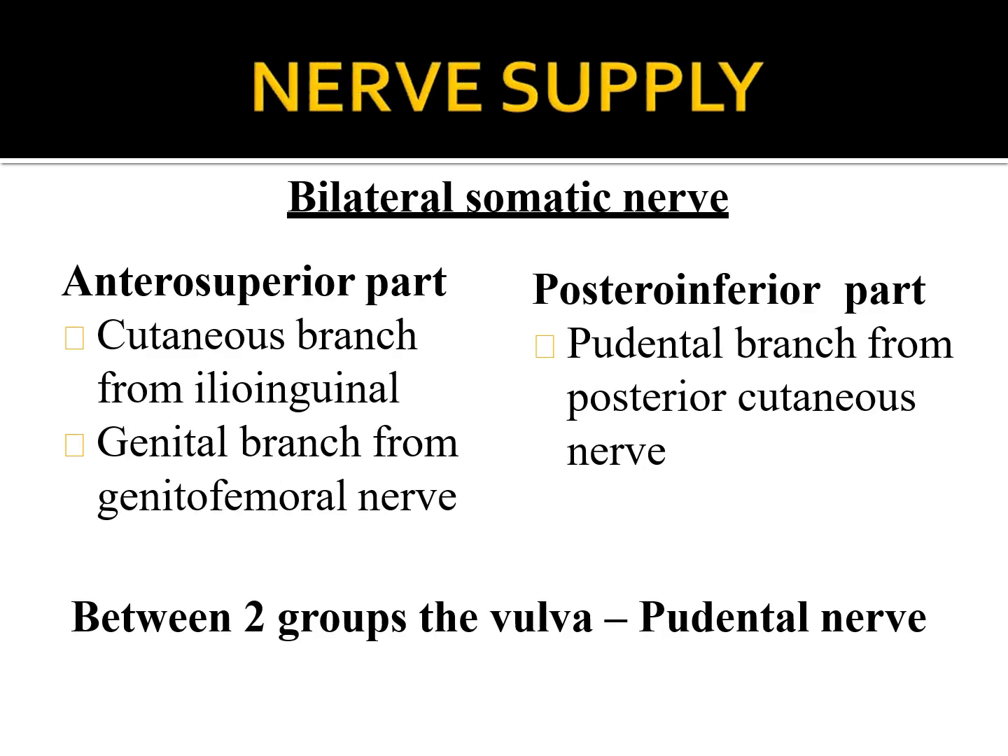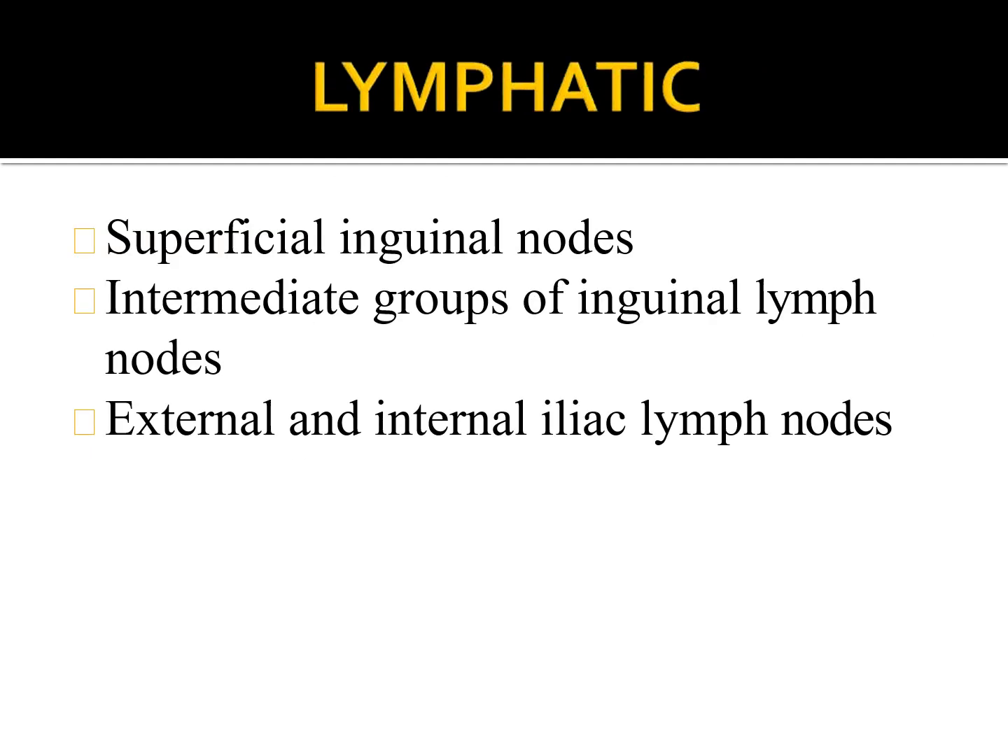For the nerve supply, bilateral somatic nerves: the anterior superior part is supplied by the cutaneous branch from the ilioinguinal nerve and the genital branch from the genitofemoral nerve, and the posterior inferior part is supplied by the pudendal branch from the posterior cutaneous nerve. The lymphatic drainage is into the superficial inguinal nodes and intermediate groups of inguinal lymph nodes, and the external and internal iliac lymph nodes also take part in the lymphatic drainage.